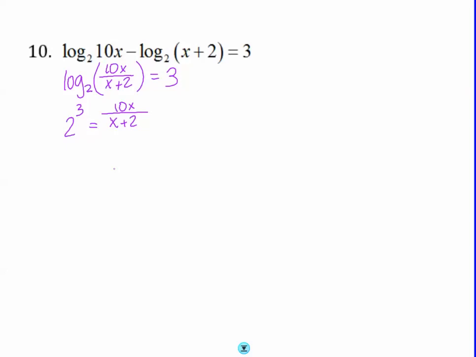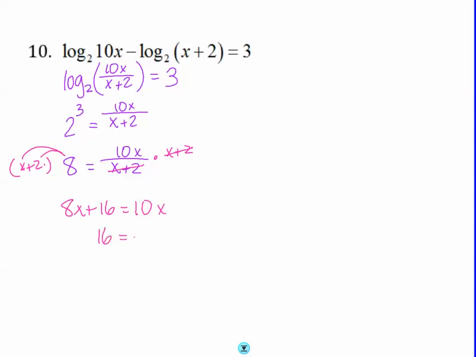So to solve this, I want to multiply both sides by the denominator so that I can get rid of the fraction. So if I first simplify 2 cubed to be 8, then I want to multiply both sides by x plus 2. Then I have to distribute on the left side, so I end up with 8x plus 16 equals 10x. And then I just solve. So I get 16 equals 2x and x equals 8.